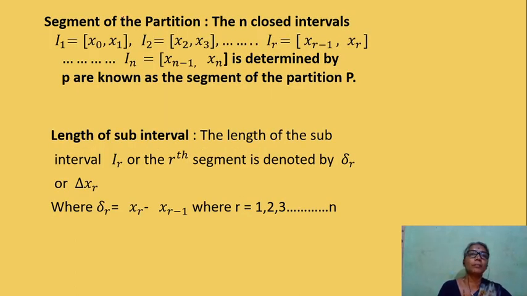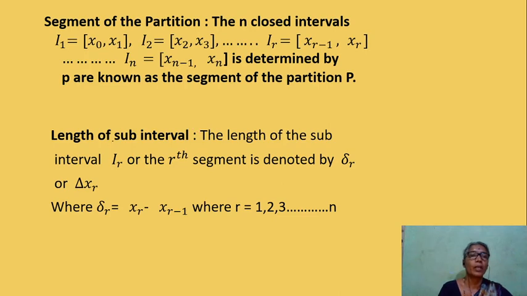Segment of a partition. The segments of a partition are n closed intervals. I have taken the closed interval a to b, and in between a and b we have points x0 to xn. I1 represents the first two points x0 to x1 as a closed interval. The next interval I2 we write as x1 to x2. In between, we write the rth interval Ir as [x(r-1), xr], and the nth interval as [x(n-1), xn], determined by P, is a segment of the partition P.